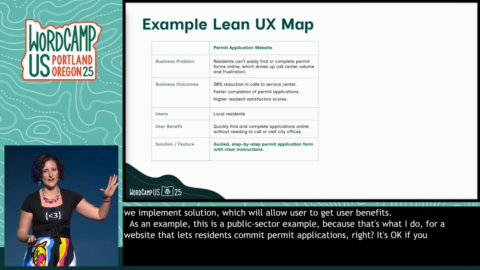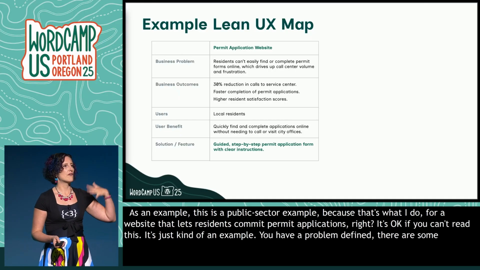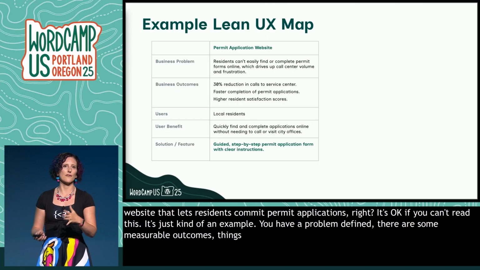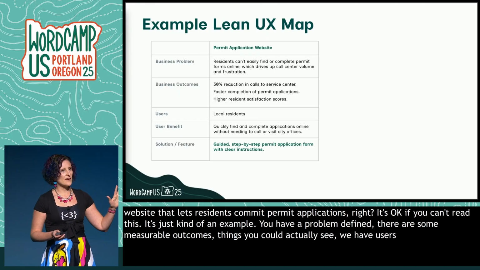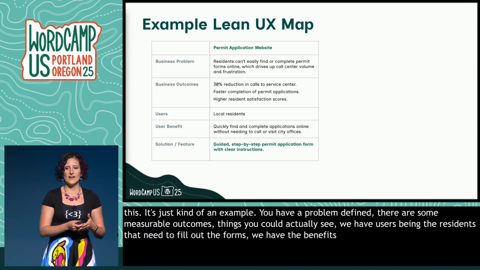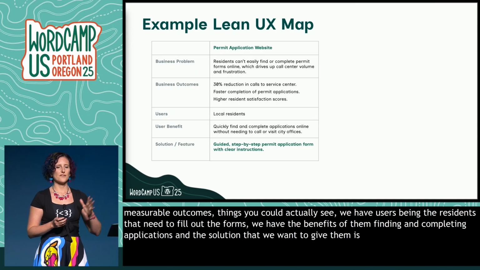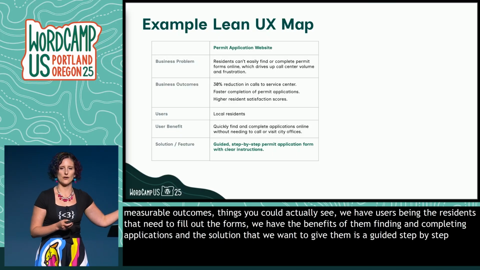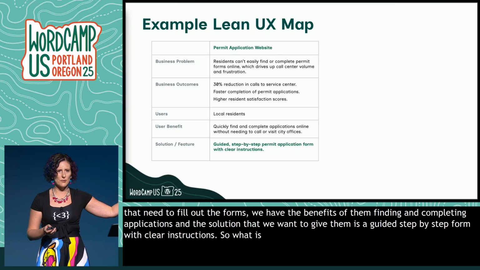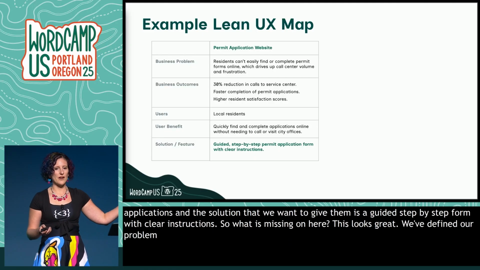You have a problem defined. There's some measurable outcomes, things that you could actually see. We have the users being residents that need to fill out the forms. We have the benefits of them finding and completing applications, and then the solution that we want to give them is a guided step-by-step form with clear instructions. So what is missing on here? This looks great, right? Like, we've defined our problem, we've defined outcomes we can measure, we know our users, we know what benefit they're going to get.